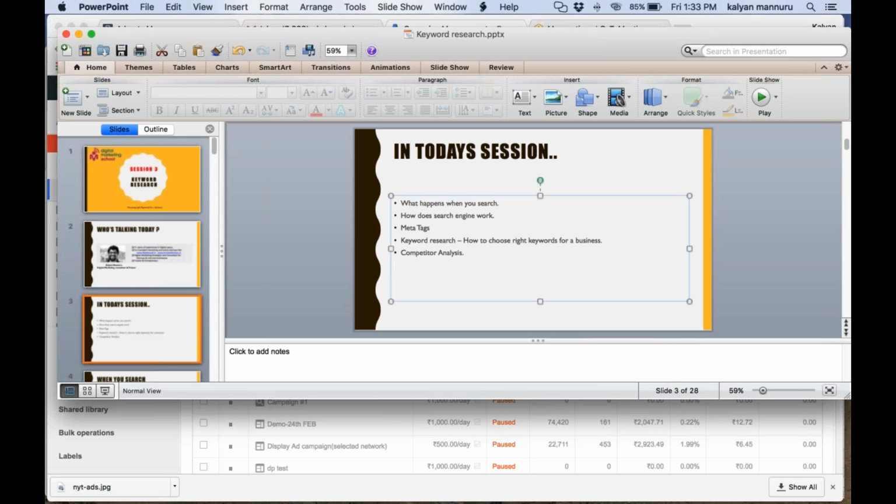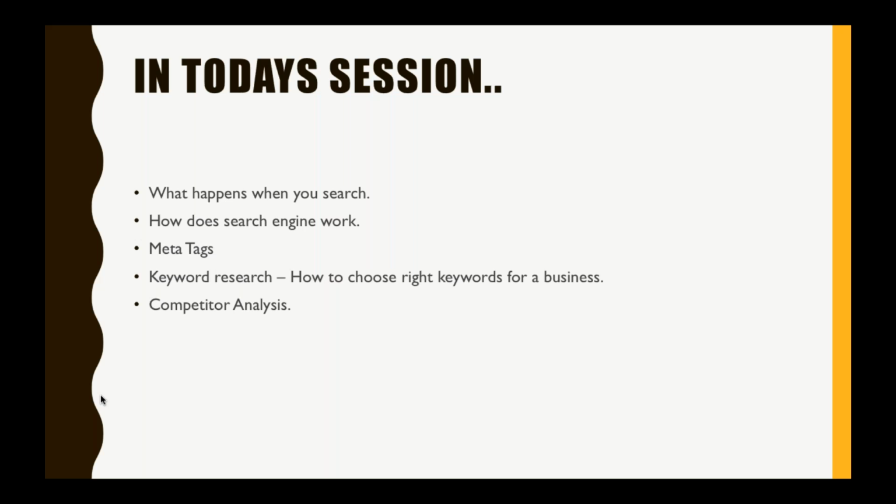So, let's get started. If we go through what we did yesterday, we checked what happens when a user searches on search engines, how search engines work, and what meta tags are. Meta tags are nothing but the title of the page, URL of the page, and the description of a page. We also learned how to perform keyword research, which means how to choose the right keywords for a business. We have gone through the process of it.